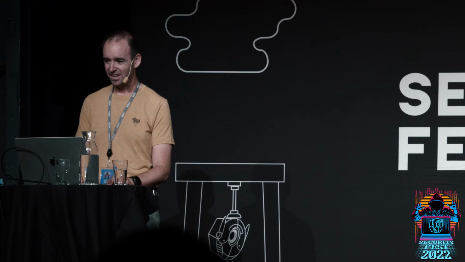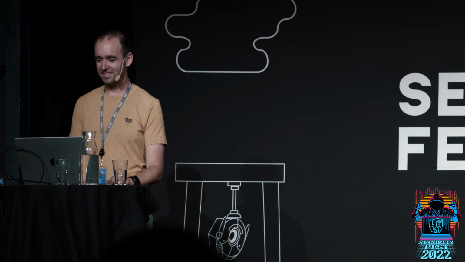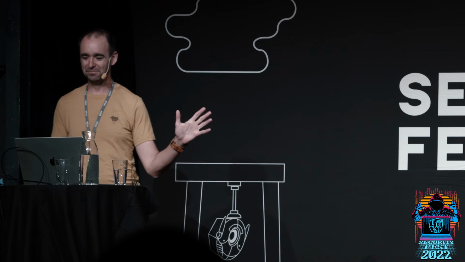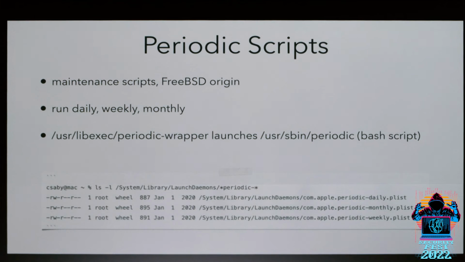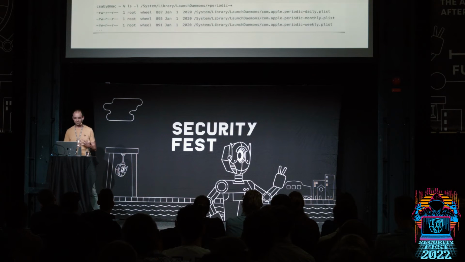Periodic scripts. This is probably my first favorite, no, really this is the second after the PAM modules, because I keep abusing this feature in exploitation, not for persistence. But what it is, periodic scripts are maintenance scripts. It's coming from FreeBSD. So actually macOS has some FreeBSD origin, and it inherited all of this stuff. And there are 3 types of scripts. They are run either daily, weekly, or monthly.